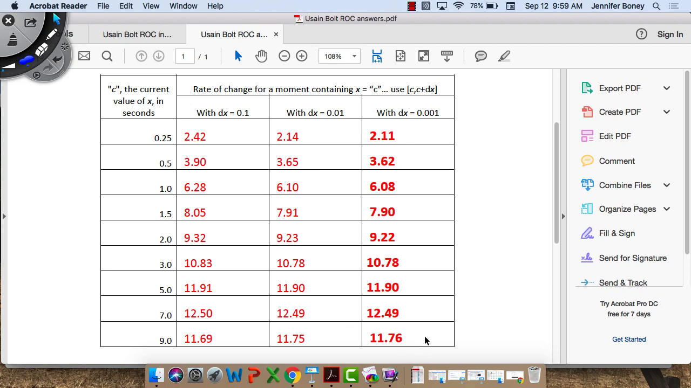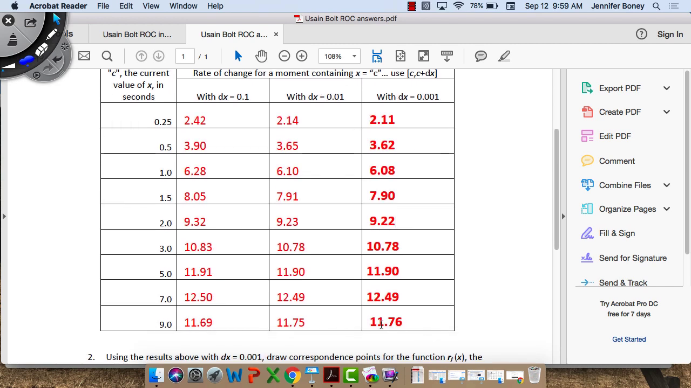Look at the last line though. 11.76, 11.75, 11.69. As I go farther and farther into the future from this 9 seconds into the race, you finished in 9.58 seconds. 9.68, 9.58 seconds. So none of these go past the end of the race. What's going on in that last half second of the race, though?